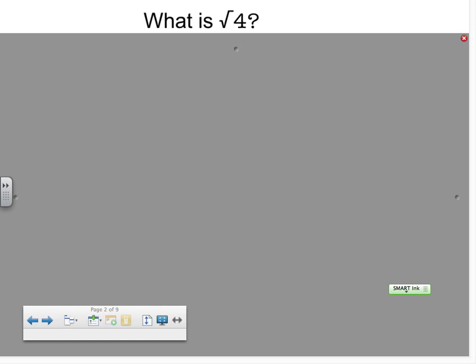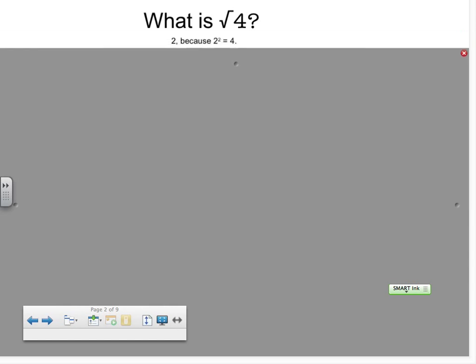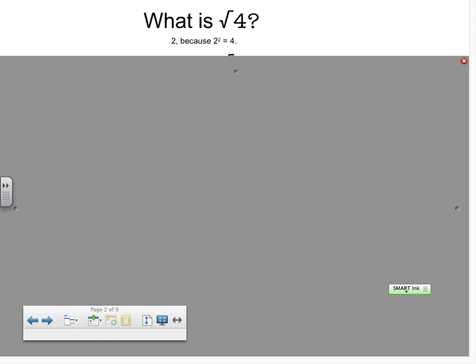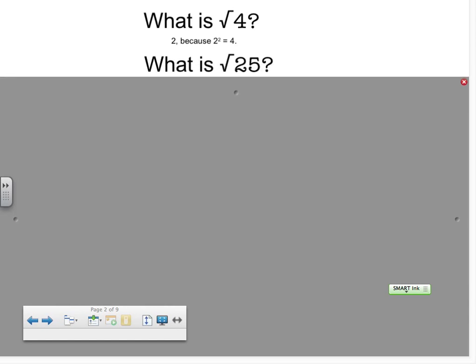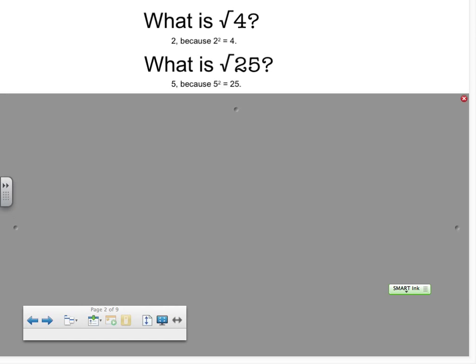What is the square root of 4? Well, the square root of 4 is 2. Why is it 2? Well, because 2 squared is 4. What is the square root of 25? Well, that's 5 because 5 times 5 is 25. 5 squared is 25.